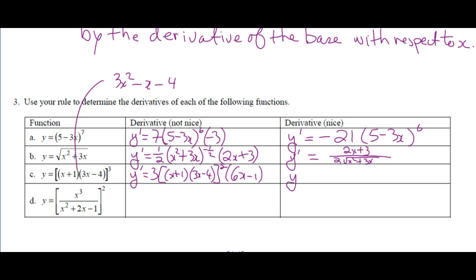And then I think the only thing, so to make it nice, let's put the 3 first, then the 6x minus 1, and then the x plus 1, 3x minus 4 squared. Let's square that. So in nice form, let's lead with the number if there's a number. Then let's lead with single factors like x squared or x's or whatever. Then let's go to binomial factors and let's go to powers and stuff. I think it's all right.